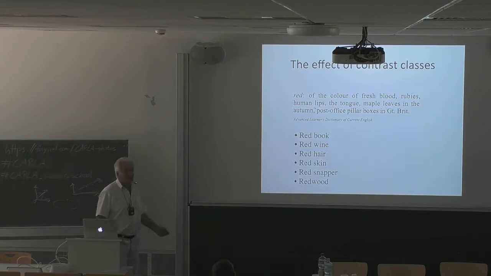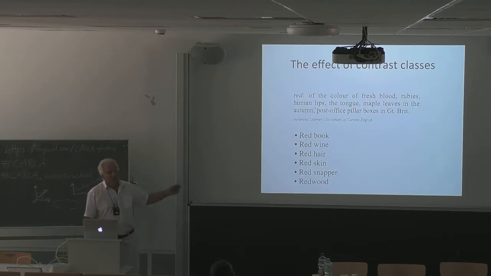Red wine is not red according to this definition. Red wine is dark purple, whatever. Red hair is not red. It's maybe copper something. Red skin is not red. It's pinkish something, pinkish brown. Red snapper, I don't know what color it is, but it's definitely not this color. Redwood is a very light reddish brown as well.